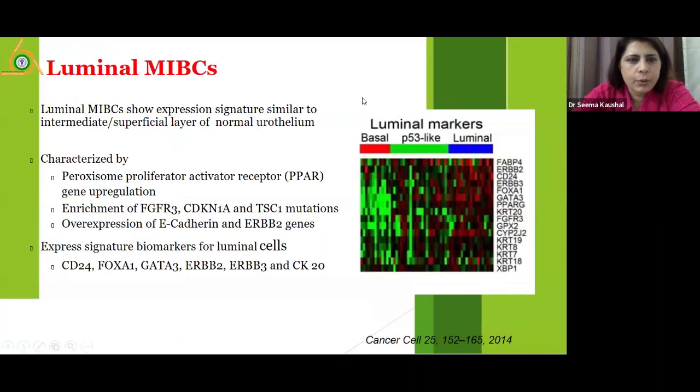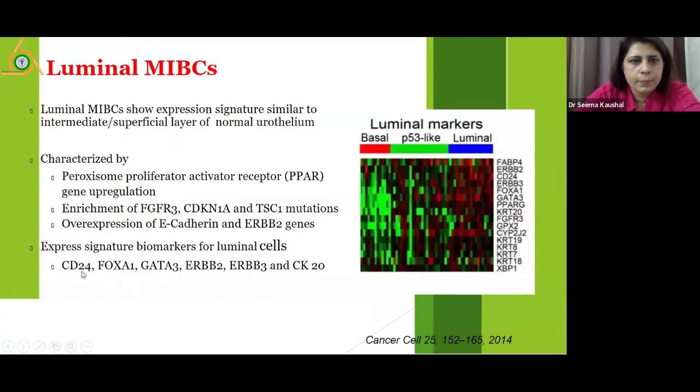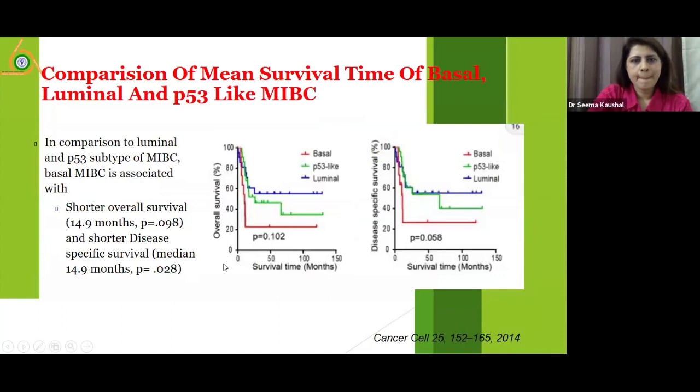I've already told you how you pick up basal first. Let's go with basal. Basal shows an expression signature similar to the basal layer of normal urothelium, so they will show biomarkers of basal cells like CK5/6, CK14, or CD44. Luminal ones are similar to the intermediate and superficial layer of normal urothelium, and they will have the signature of luminal cells, that is GATA3, CK20, and ERBB2 or HER2.